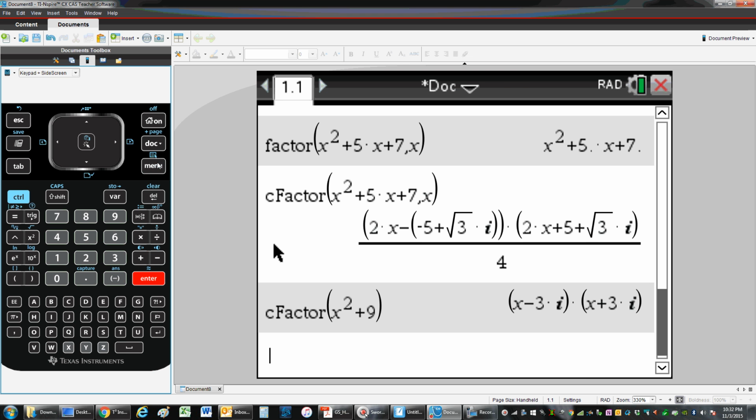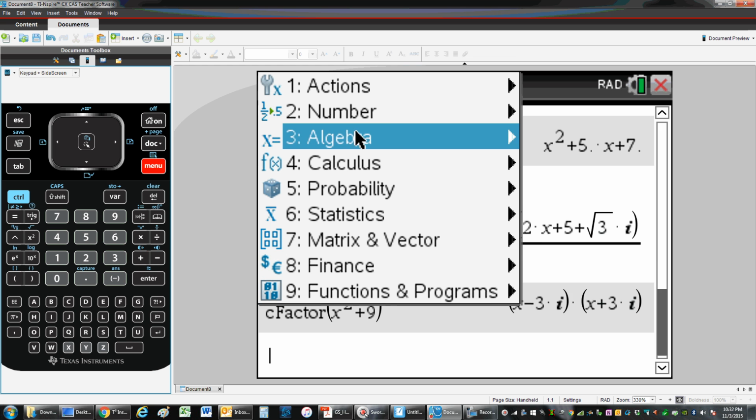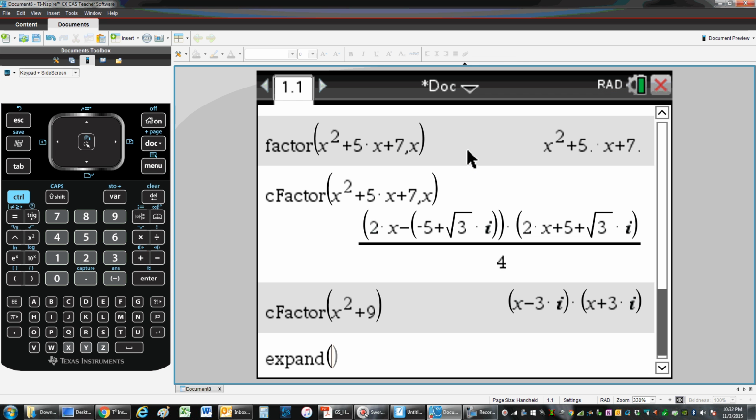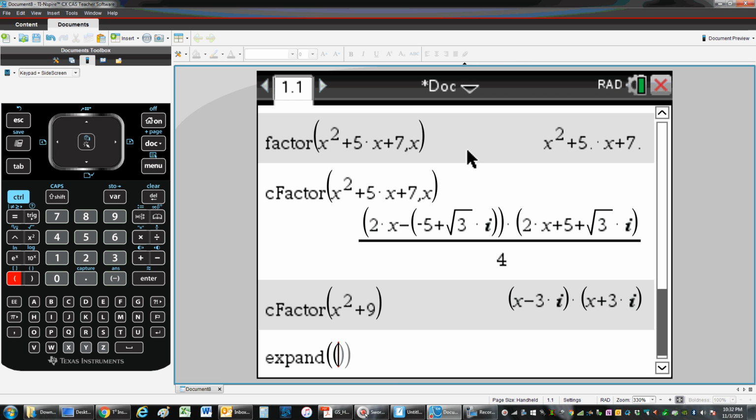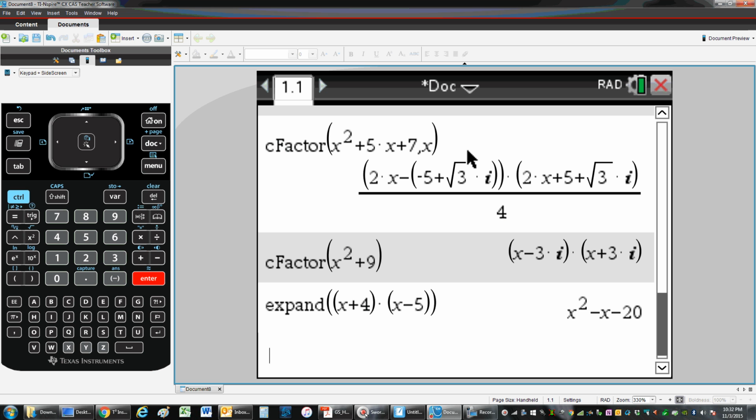A really cool one too is expand. This basically does the same thing but backwards. You can give it your two factors and it'll do all the foiling, the distributing, and bring it all the way back out for you. This is almost like legal cheating for us as teachers. So keep this in mind too.